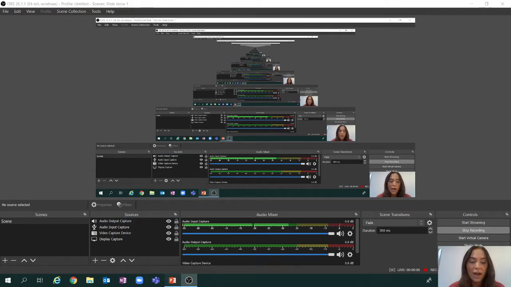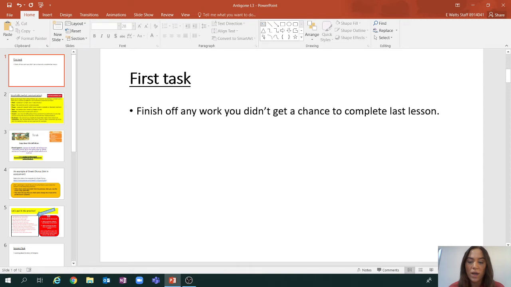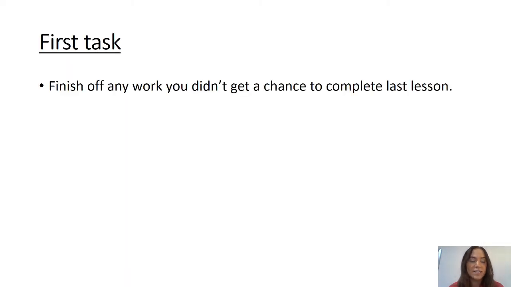Today we're going to be carrying on with our lesson on Greek theatre. So the first task you need to do is to finish off any work that you didn't get the chance to complete last lesson. The last lesson had a lot of work in it, so now is the time for you to spend time to finish that off.